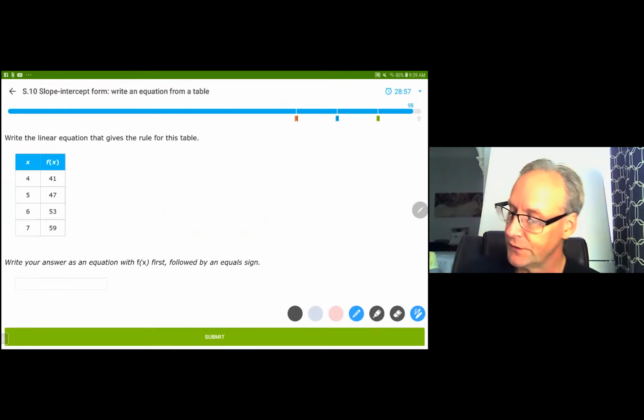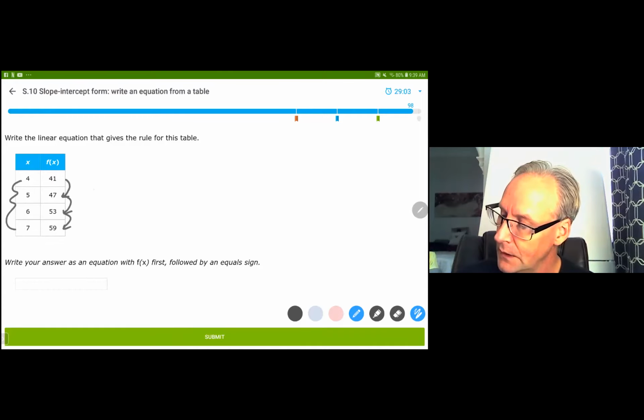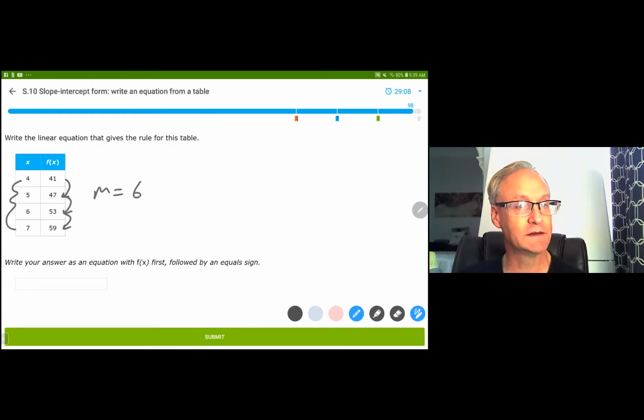And looks like we got 1 or 2 more. Looks like we're going up 6, up 6, up 6. These are going up 1 again. So the slope is 6. And 6 times 4 is 24, and you need 17 more to make 41. So b is 17.